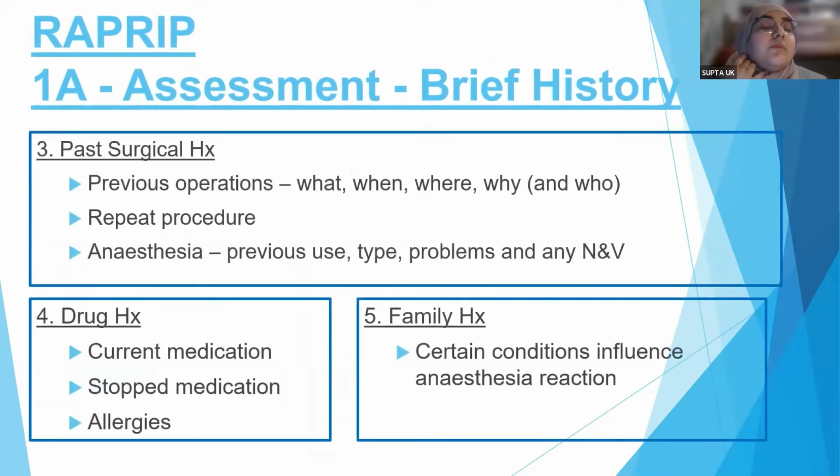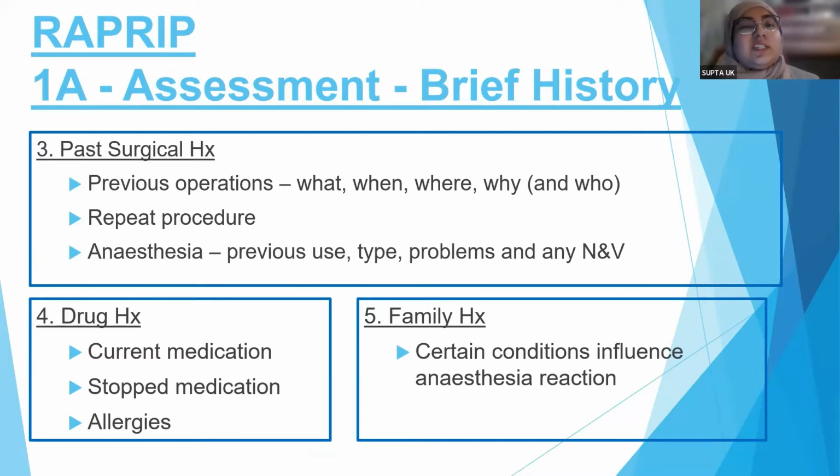So then you move on to the past surgical history. So the things that you want to be asking is, have you had any previous operations? And if so, what were they? When did they happen, if you can remember? Whereabouts were they? Often some patients move houses and different districts, so different health boards, so you sometimes have to request notes. And why did you have your previous procedure?